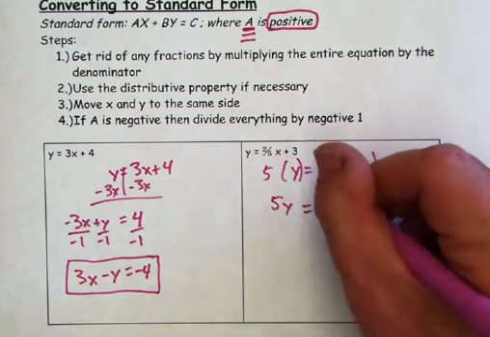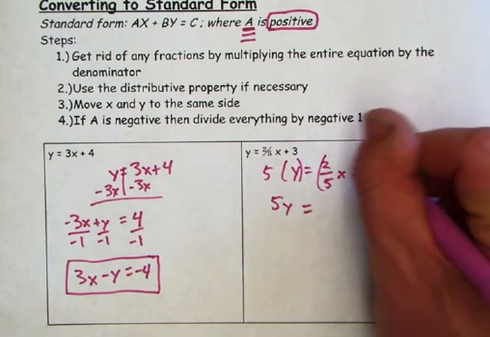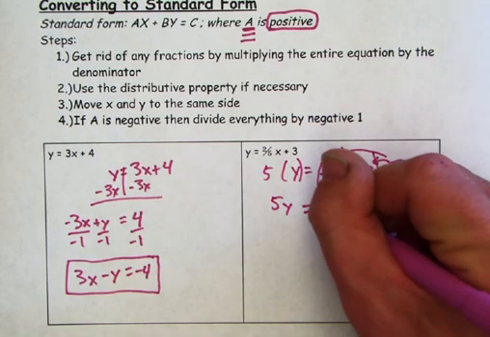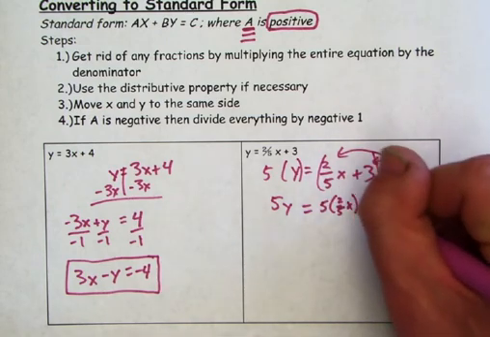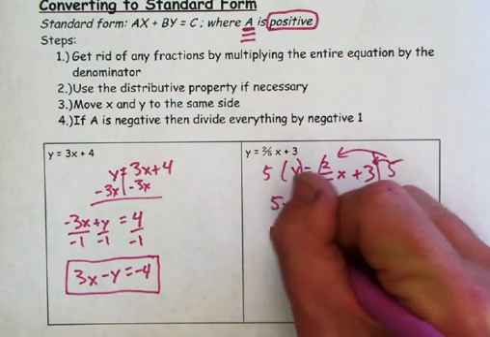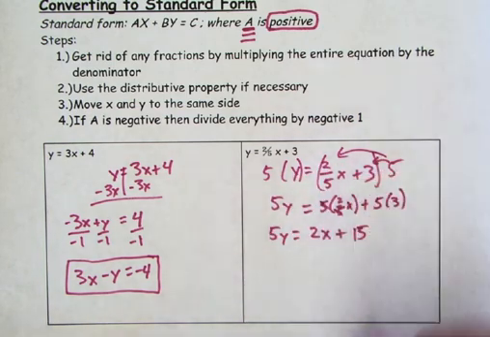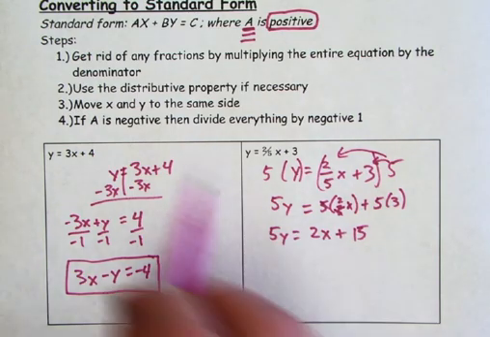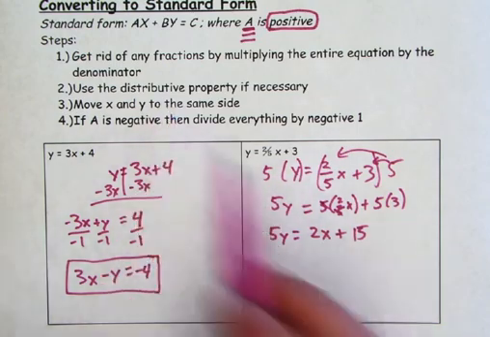Equals, now 2/5 times 5, I can distribute this. Let's distribute it to make sure you can see it. So I'm going to have 5 times 2/5 x plus 5 times 3. So I get 5y equals, these 5's cancel, 2x plus 15. Now we've gotten rid of the fractions. Do we have to use the distributive property? No. Move x and y to the same side.